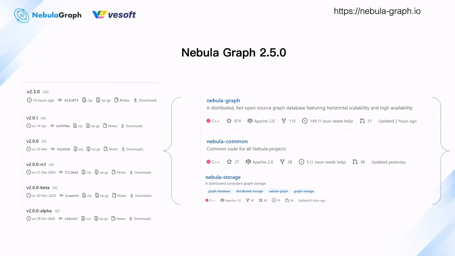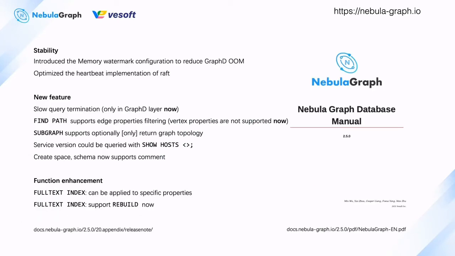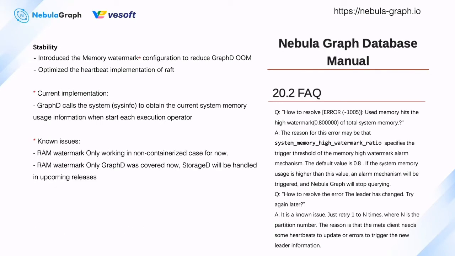In this release, we have mainly three parts of new content: the scalability, the new features, and some existing function enhancements. We will start with the scalability, which is actually the main focus in this release cycle.